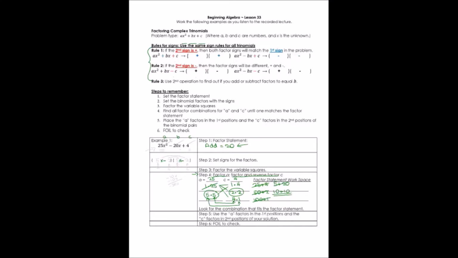Now, where do I place them? The A factors always go in the first positions. In other words, the A factors go right here, right in front of my x term. So I'll put them in the same order they're in, 5 and 5.